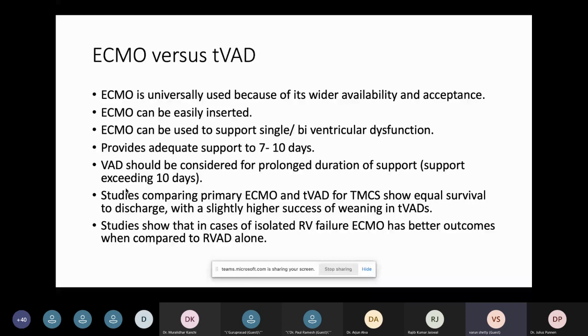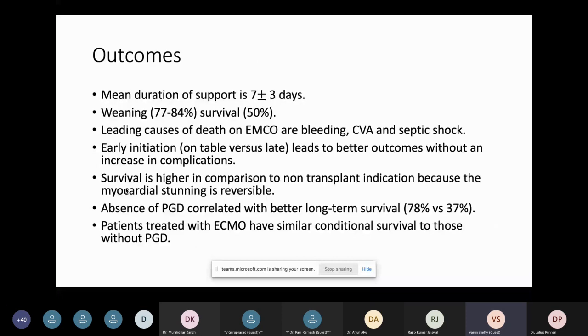When it comes to ECMO following transplant, the median duration of support is between 7 to 10 days. The percentage of weaning is often higher, between 77 to 84%, and the survival is at 50%. The leading causes of death on ECMO are bleeding, stroke, and septic shock. One thing is certain: early initiation on table versus late leads to better outcomes without an increase in complications.